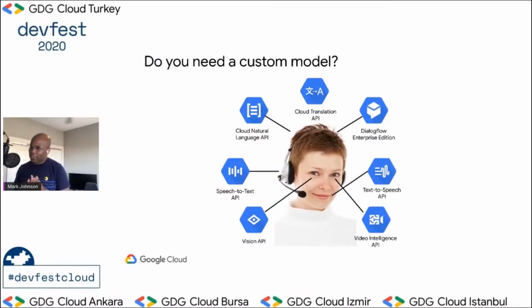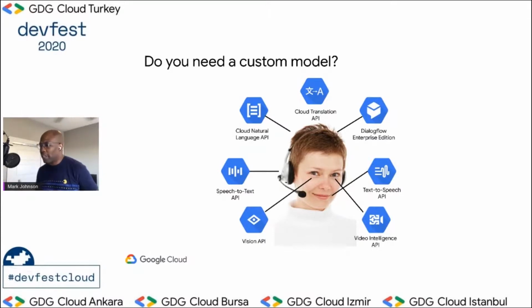So what I like about this first slide is basically the question you want to ask yourself is, do you need a custom model, right? Are you looking to create something that already exists and that Google provides?